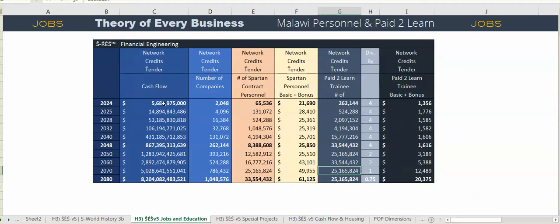Paid to learn is basically a salary that is paid to people to learn, or in some cases paid to the parents to put their kids to school.